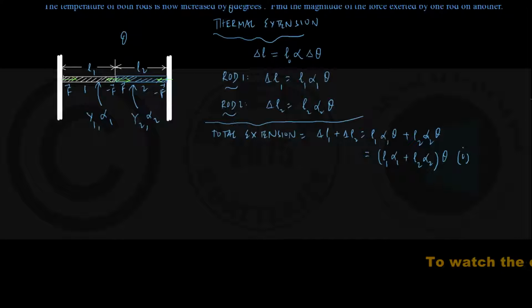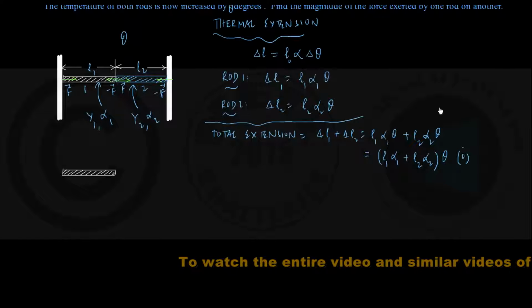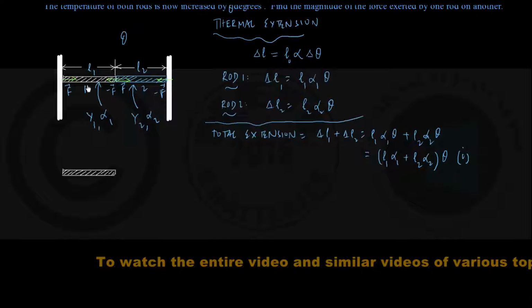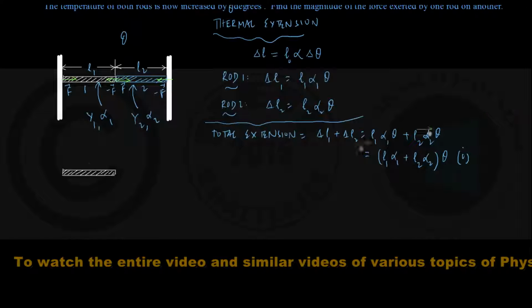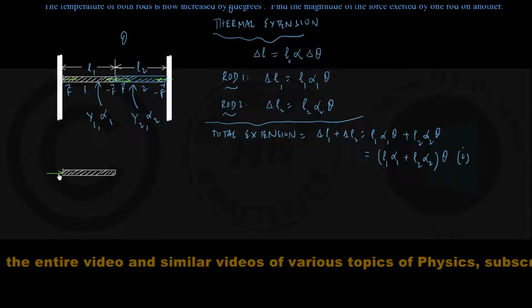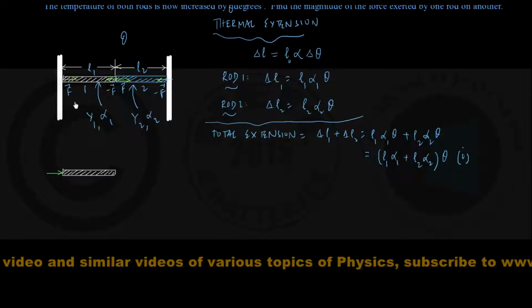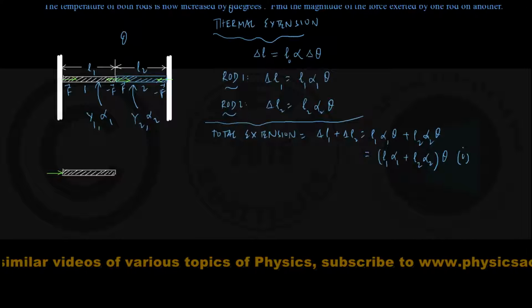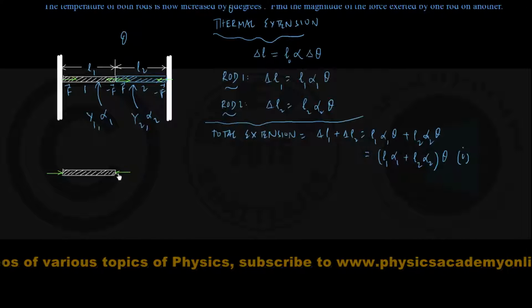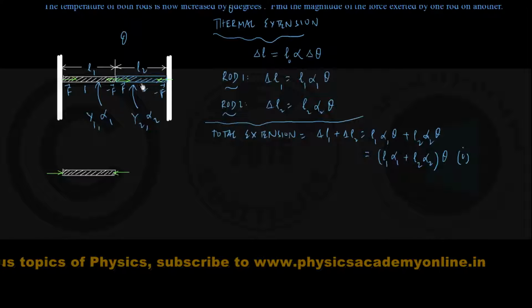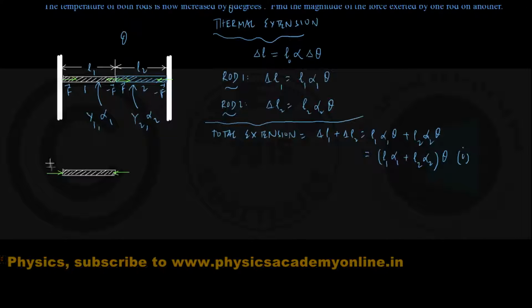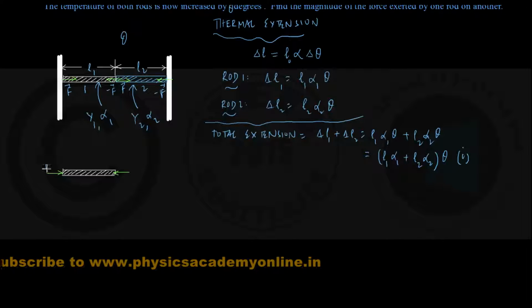Therefore, if I might draw the free body diagrams of the two rods 1 and 2 individually, let me show that separately here. For rod number 1 in white, the forces are a force of F to the right exerted by the wall, and a force of minus F directed to the left by the right side rod, that is rod number 2. And these forces are F and minus F.